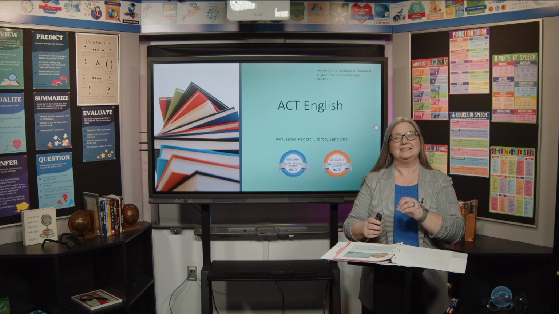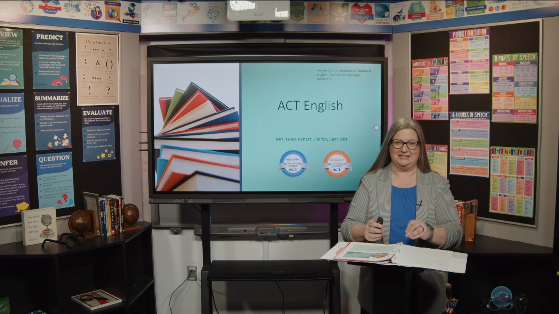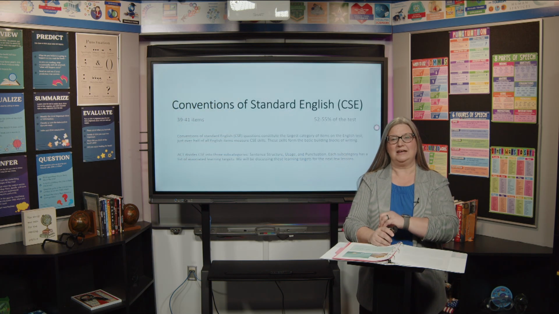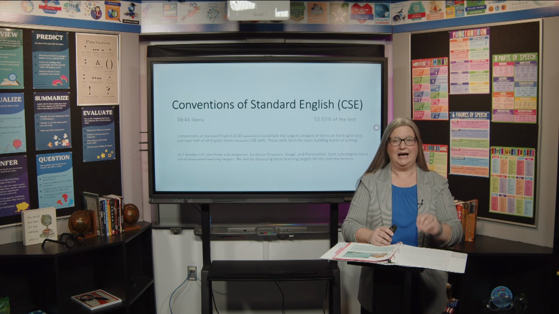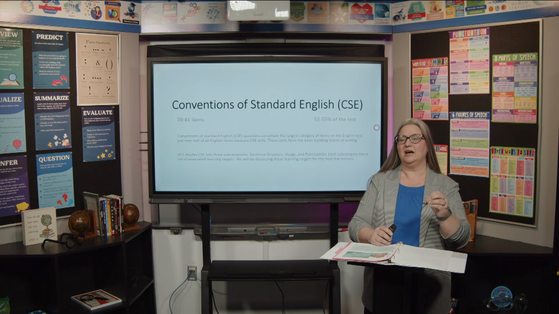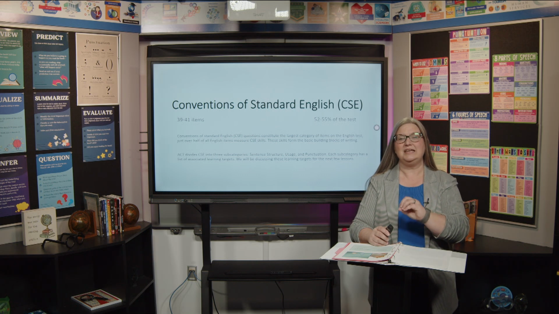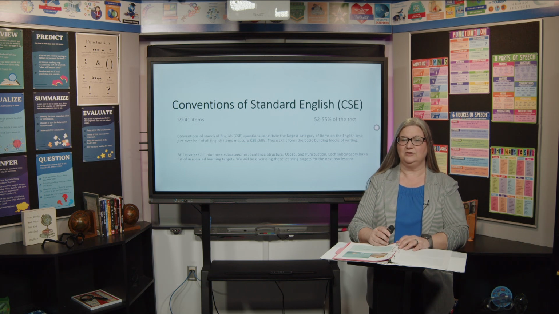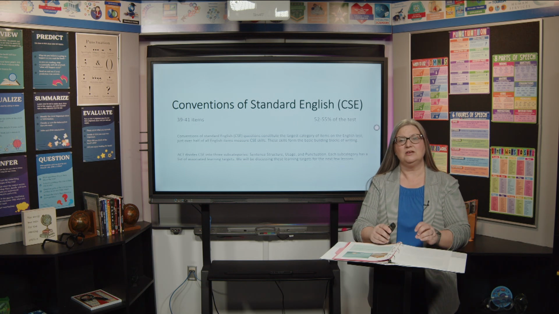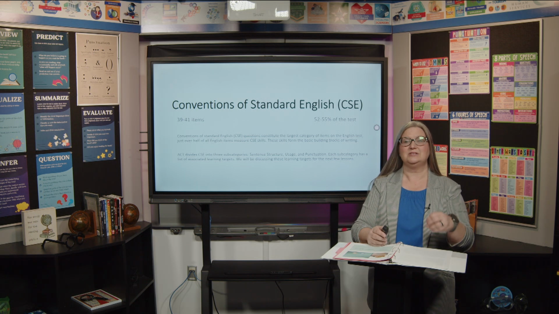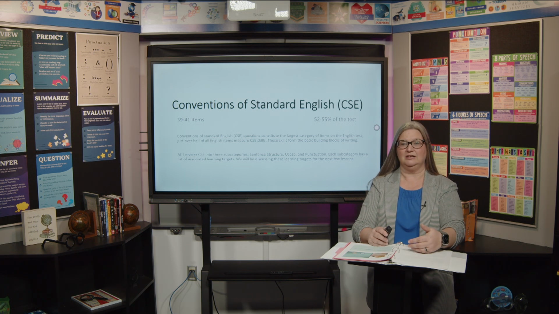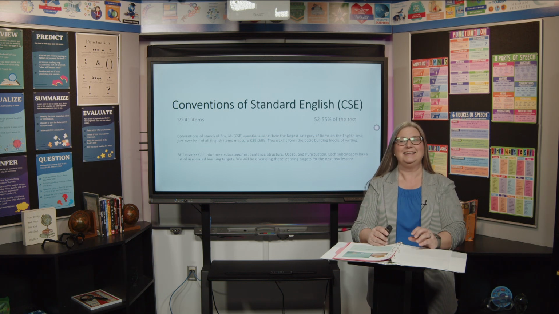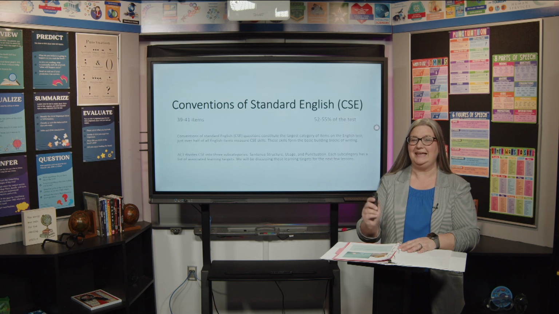Yesterday we looked at sentence fragments and run-on sentences. Today we are looking at modifiers. And so again, I want to remind you that the conventions of standard English items account for more than 50% of your ACT English test. So these items are going to be the most important ones for you to study. The last time that we were together, I also gave you some free resources that you can use to help get your conventions of standard English to a place that will meet your needs and will get you the highest score possible on the ACT English portion.